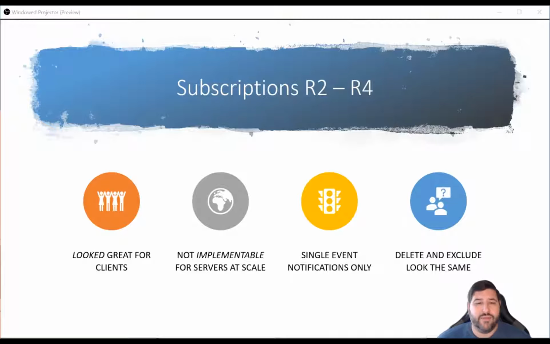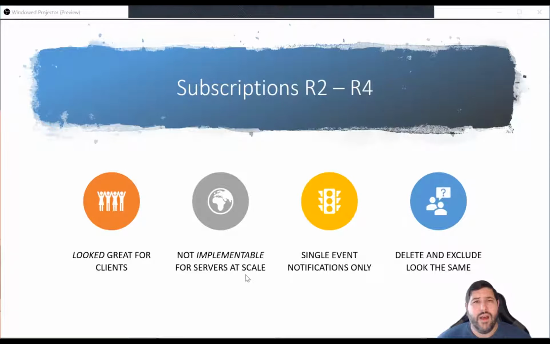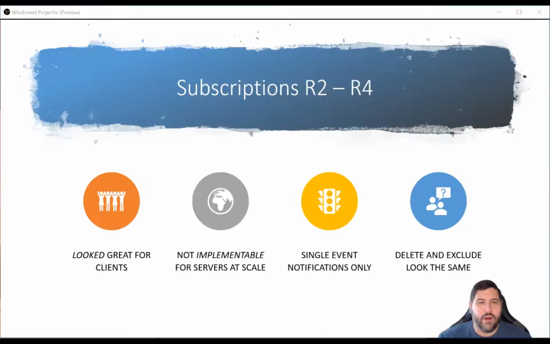One is that it's really not implementable for servers at scale. Two is that you don't have any sort of discovery mechanism to say what the server is actually going to honor and what it is going to perform. So you ended up in this trial and error situation. And then there are some other quality of life things: if something falls out of the set versus if something's deleted, you can't tell the difference.